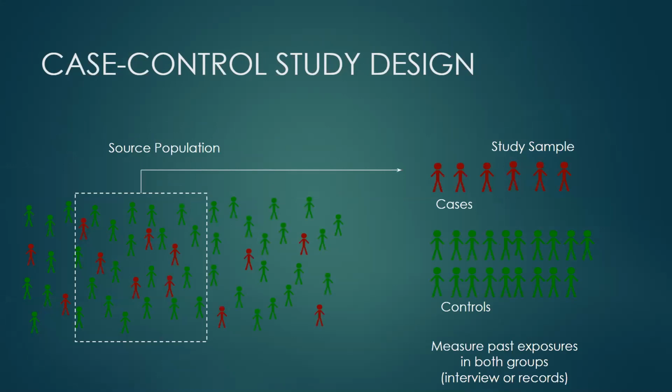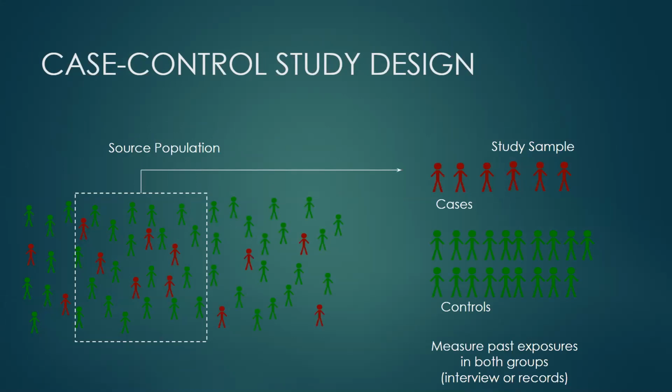So the last type of observational study we're going to talk about is a case control study. And this is kind of like the reverse of a cohort study. So in this situation, we're still drawing a sample from the source population. And instead of sampling based on exposure, like we did in a cohort study, we're now sampling based on outcome. So we pick cases and controls in a case control study, hence the name.